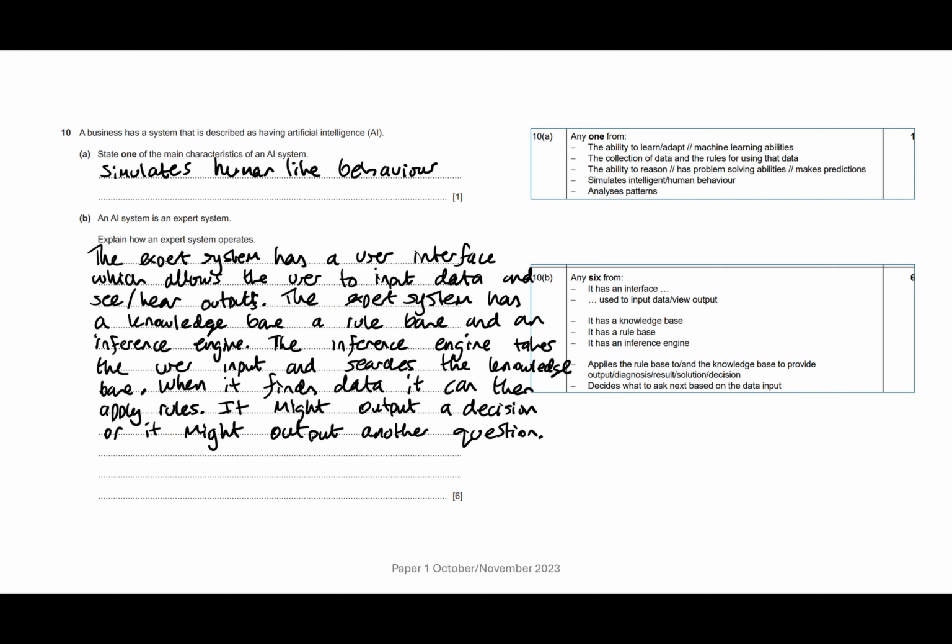So yeah, I'm happy with that. So make sure you revise expert systems, know those keywords. Right, let's stop and move on to question 11.